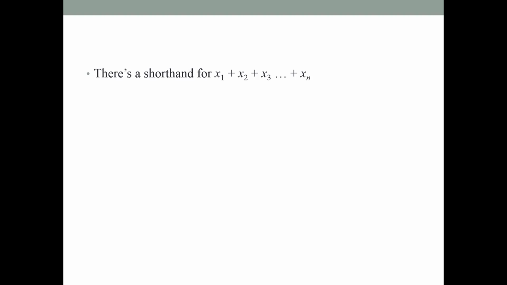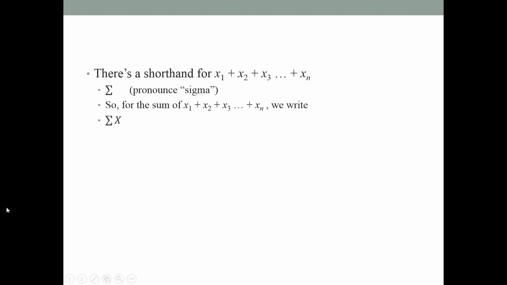Now, there's a shorthand for x1 plus x2 plus up to xn, right? Because how about if we have 100 people? We're not going to write the whole thing. So the shorthand is called sigma. This is the operator of sigma. So for the sum of x1 plus x2, x3, up to xn, we write like this. It's not that hard, right? That means add all these x's together. Okay?